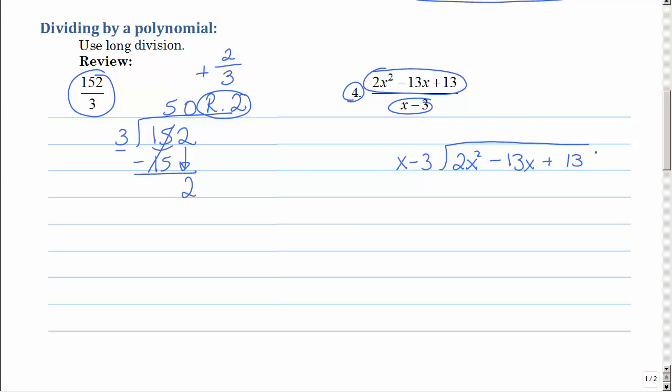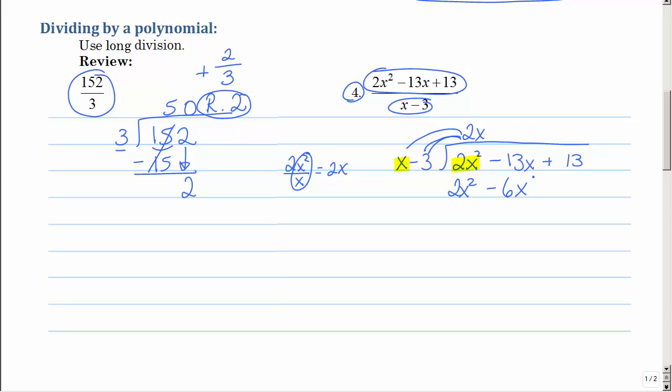And look at how everything is in descending order, standard form. You're not going to divide the whole thing. You're just going to look at those first 2 terms. And so what you're doing, either in your head or on scratch paper, is dividing 2x squared by x. Well, we know how to do that, right? We keep the 2, reduce that, that's 2x. So we put that on top. Then we multiply 2x times x, 2x times negative 3.